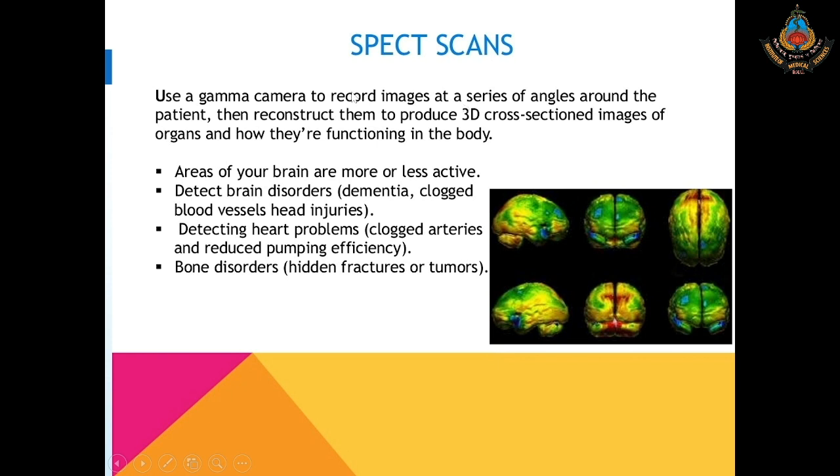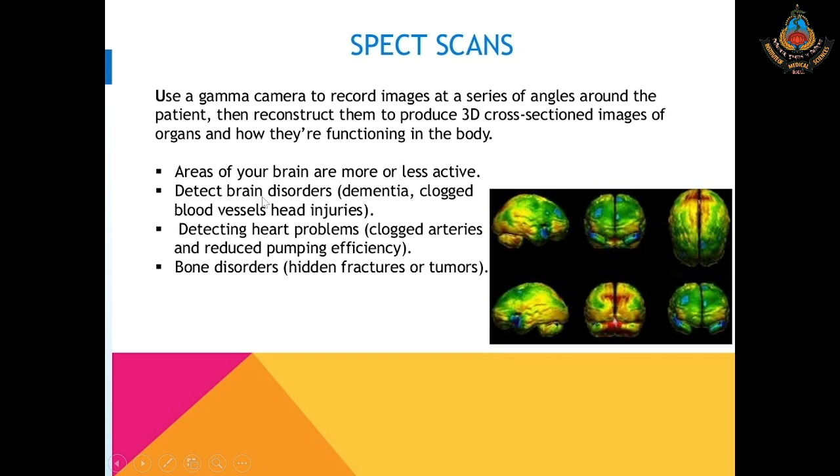Another device is a SPECT scan, which uses a gamma camera to record images at a series of angles around the patient, then reconstructs them into a 3D image of an organ and how it is functioning in our body. So they use this scan at various angles. Areas of our brain that are more or less active are seen by this SPECT scan.